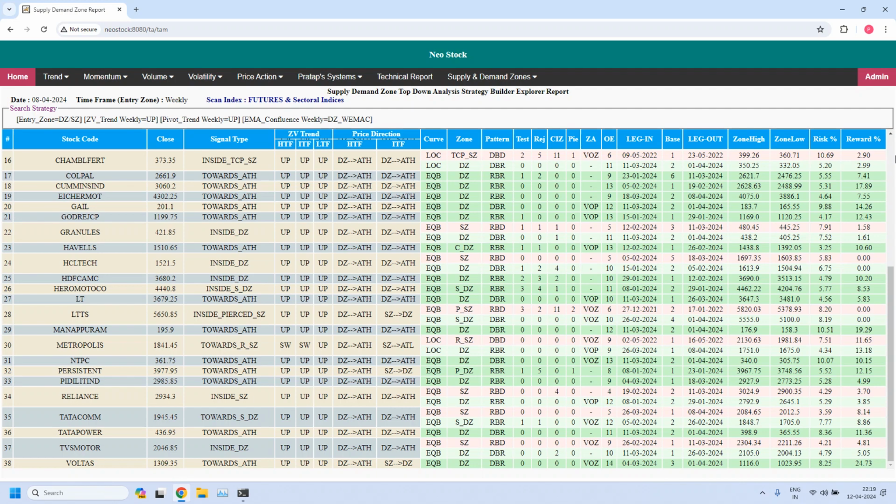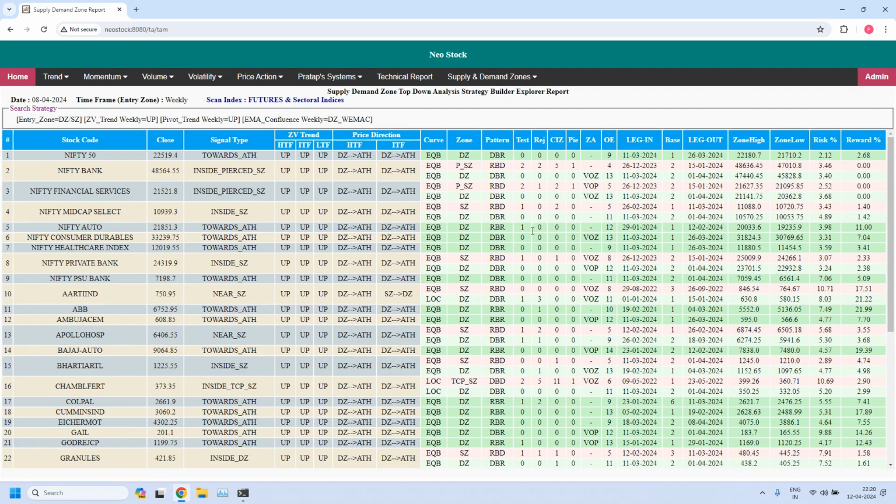But you can use these weekly zones for your swing positional trade setups. It could be an HTF zone, or maybe even you can use this as an ITF zone. At that time you have to use the monthly zone as your HTF zone. That way you can plan your trade setups. Okay, this is about demand zones.